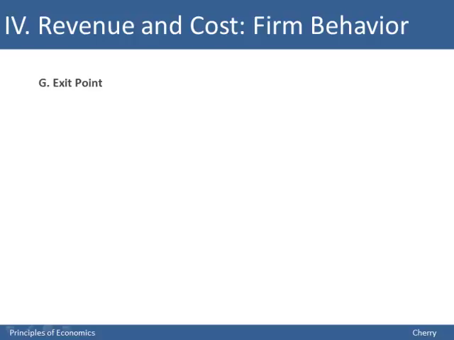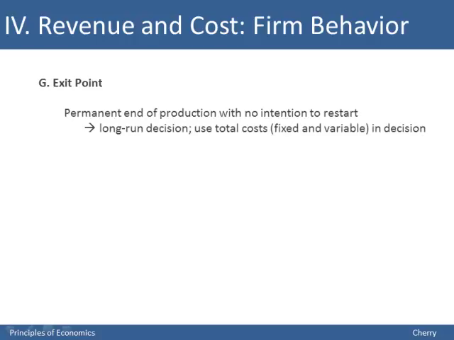So the third decision that we're going to look at is the exit point. So this is similar to the shutdown rule, except now we're talking about a permanent decision. So it's going to permanently end production and you have no intention of restarting it. So this is a permanent or a long-run decision. So in this case, we're going to use all cost or total cost in the decision. All right, so we're going to exit if total revenue is less than the total cost of production. Because if we exit, we can eliminate all of the cost, not just variable cost.